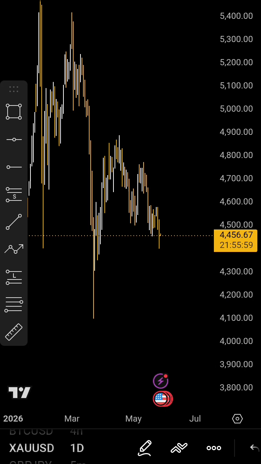Right now we're on the daily, trying to get the directional bias. From there we move to the 4-hour to get some supply and demand areas, then move to the 1 hour to refine the supply and demand area, and then go into the 50 minutes to just take entry. So that's exactly what we are going to do now.